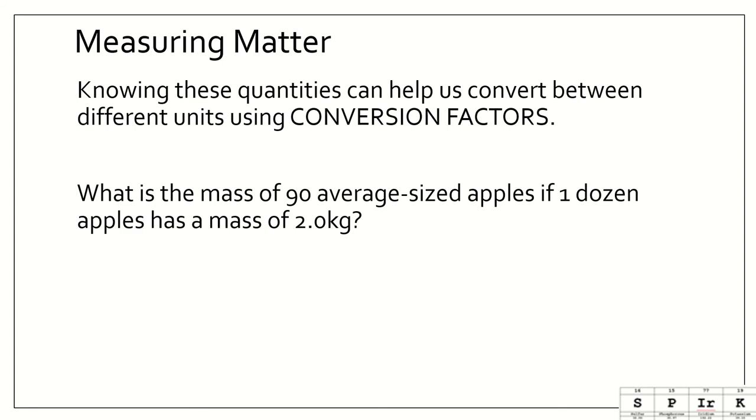So this practice problem, we're going to figure out what is the mass of 90 average-sized apples if 1 dozen apples has a mass of 2.0 kilograms. So what we can do is figure out our starting point. Well, we want to know what is the mass. So we're going to end up with kilograms. So we're going to use our conversion factors.